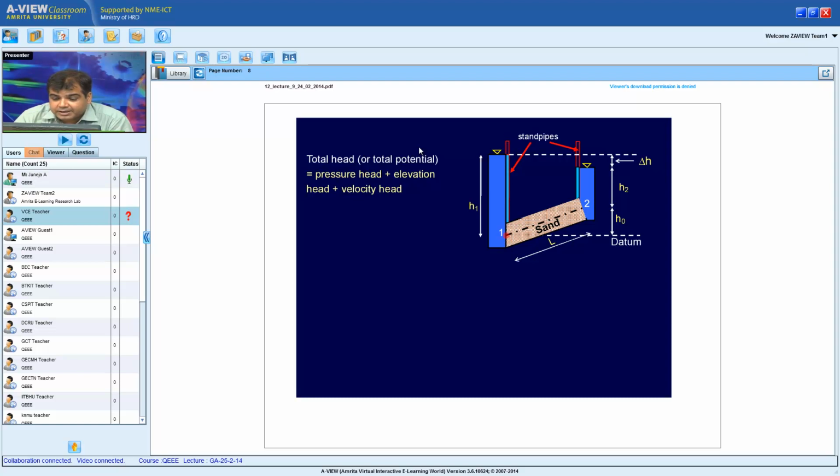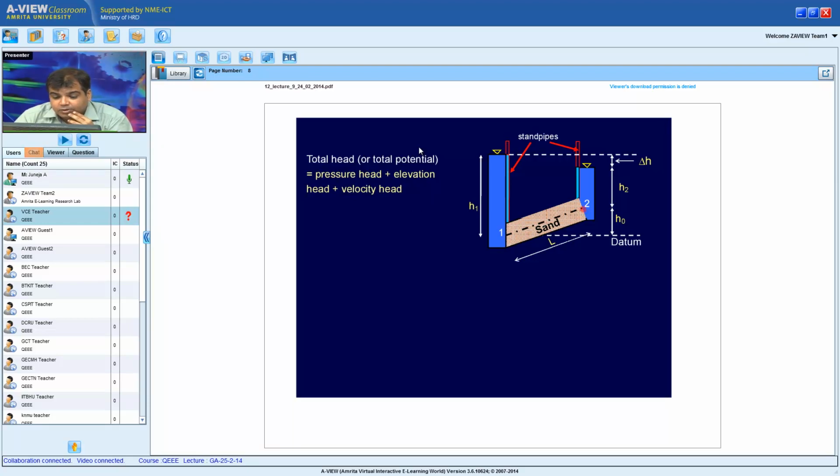For elevation head, I need to assume a datum. I can take a datum at the bottom of the slide, or at the bottom of your classroom floor. I can take it anywhere. In this case, I have conveniently assumed the datum to be this level, at the center of the soil, which is 1. So the elevation head equals 0 because this is the datum. At this level, my pressure head is H1, elevation head is 0, and velocity head we have ignored.